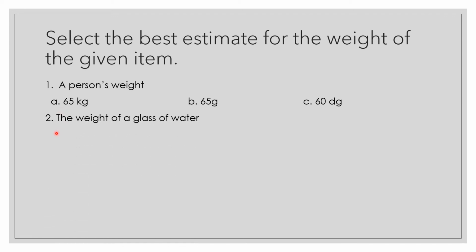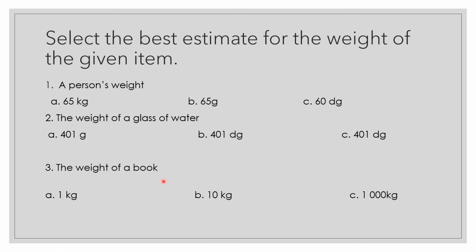Number 2, the weight of a glass of water. 401 grams, 401 decigrams. Oh, pareho silang decigram. So, what do you think? The answer is letter A. Number 3, the weight of a book. A book is about 1 kilogram, 10 kilograms, or 1,000 kilograms. Siyempre naman yung 1 kilogram, masyado na malalaki yung kasunod.